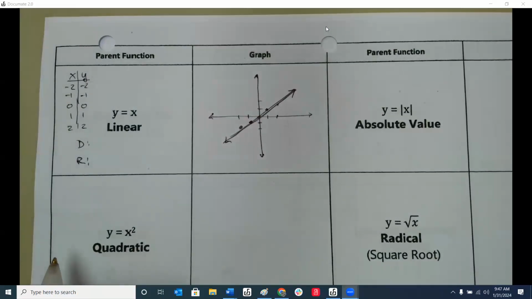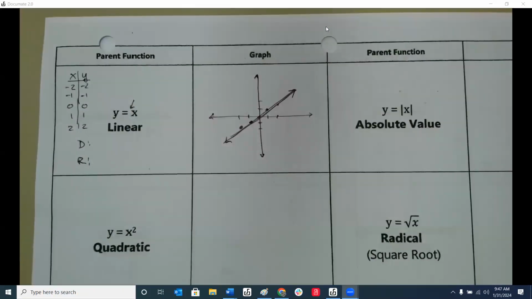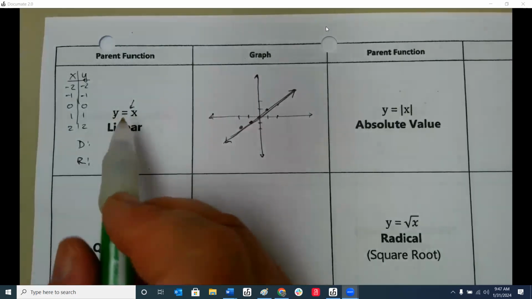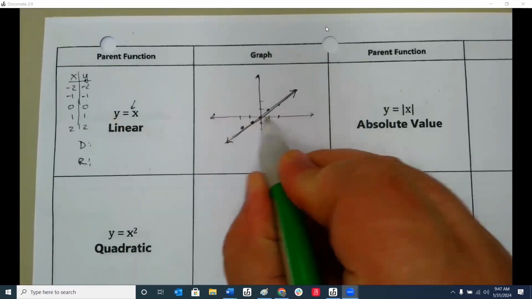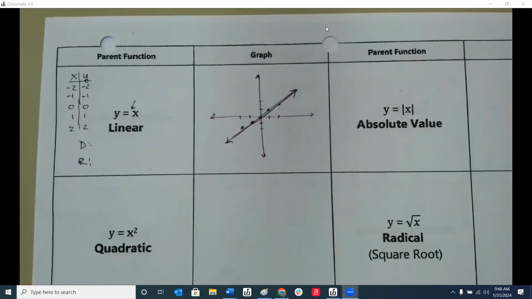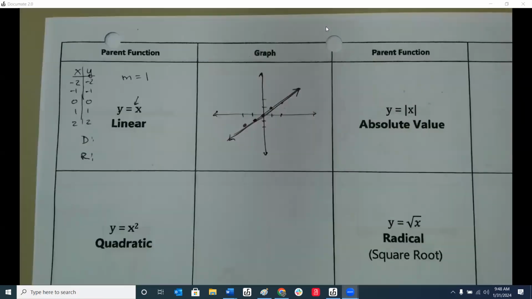Yes, that's true. It is positive. But remember, whatever's in front of the x is your slope in linear equations. What number is in front of x? A +1. And you're right. It's exactly right. If you go over 1, up 1, over 1, up 1, yes, that's the slope. So the slope of this one is 1.